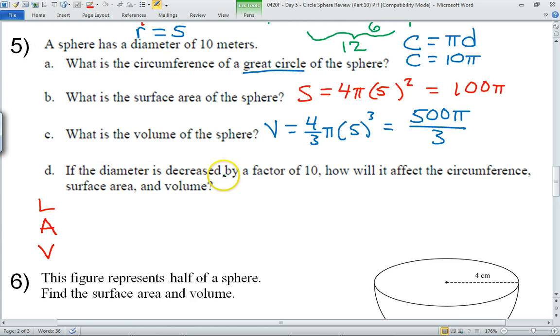It says the diameter is decreased by a factor of 10. That means we're talking about length. Diameter is a length. So the length always starts off as x, and it's decreased by a factor of 10. That means it's 1/10 of what it used to be. Okay, so decrease by a factor of 10 means it's multiplied by 1/10. So if the original length was x, the new length would be 1/10 x.